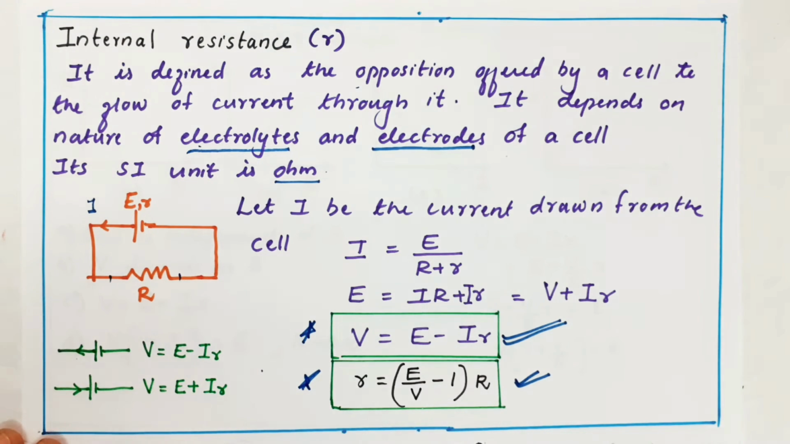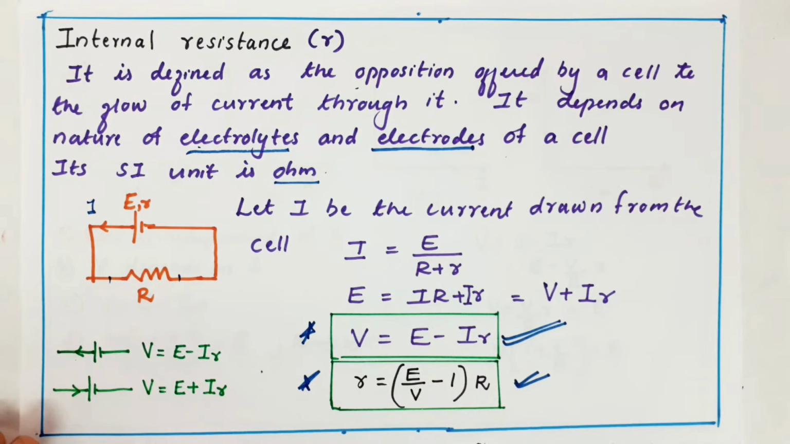But if you are providing current to the cell, in that case V equals E plus IR. So see the two cases here. We can write V is equal to E minus IR when we draw the current from the circuit. But if you give the current, then in those cases we write V equals E plus IR.